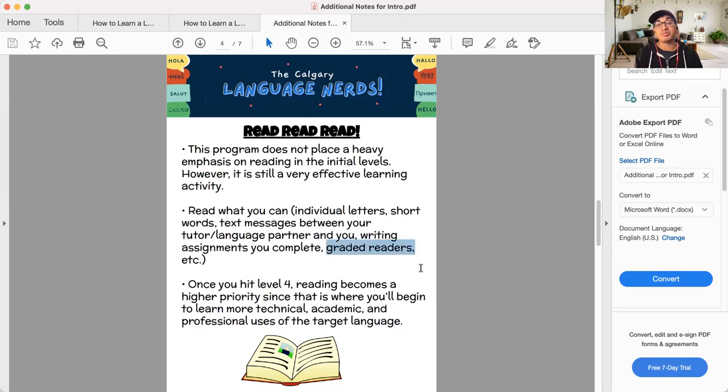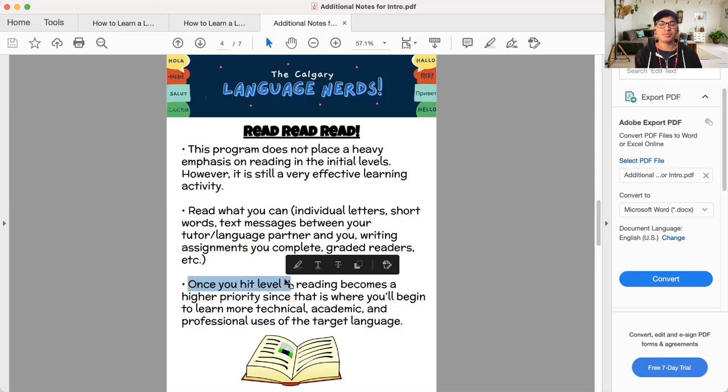You may want to look at graded readers. That's something you can choose to read as well. A graded reader is where someone has written a text or a story or a book, but they've written it in simplified language. I'll show you a graded reader in like 20 seconds. I'll show you what they look like.